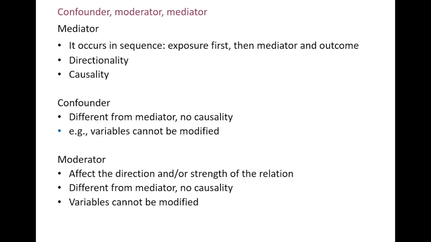Okay, so in summary, mainly you can classify covariates into confounder, moderator, mediator. Mediator occurs in sequence. It occurs after exposure. So exposure first, followed by mediator and outcome. So mediator is in the causal pathway from exposure and outcome.